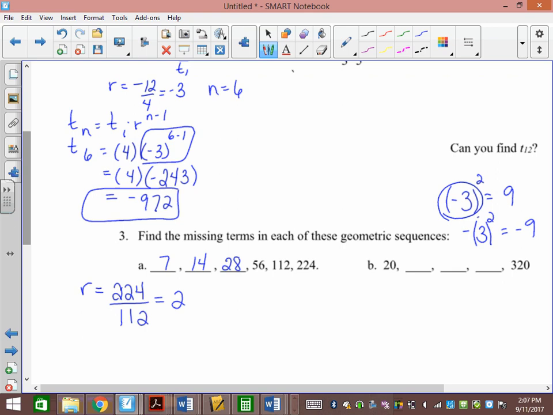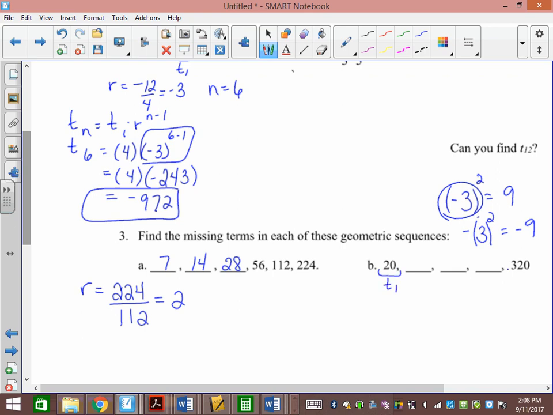Now B is a little more complicated because I don't have any two numbers side by side, correct? I have 20, blank, blank, blank, 320. So I don't actually have any numbers side by side, so I can't find R that way. I can find R though. How would I have to do it? Use that formula, yes. So 20 is what?